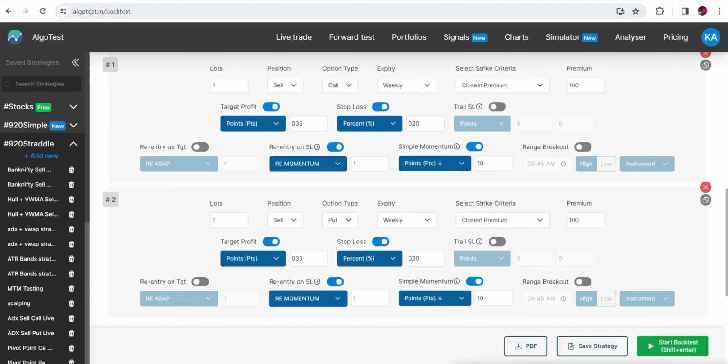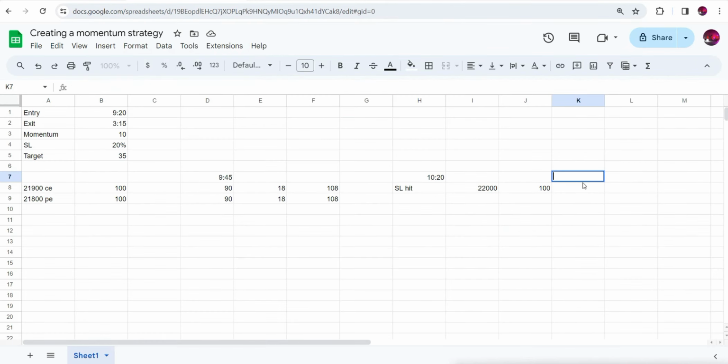Why 10 points down? Because our momentum is 10 points and we have re-entry on momentum, so it will wait for the momentum. If the strike moves to 90, that is 10 points of momentum, it will sell that again. So basically we are re-entering on our stop loss hit. If our stop loss was hit, it will again select the strike whose premium is 100 and wait for momentum, and if the momentum condition comes true, then it will take the entry. So this is how the re-momentum feature works.